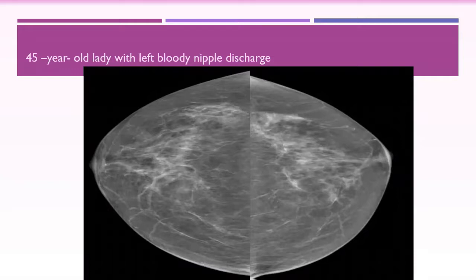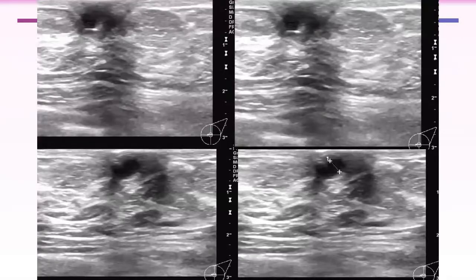So how do we manage? We go for ultrasound. This is the ultrasound. It shows a dilated duct, a short, mildly dilated duct. Is it echo-free? No, it's not echo-free. There is some internal echo. So a complicated duct. So what is next?